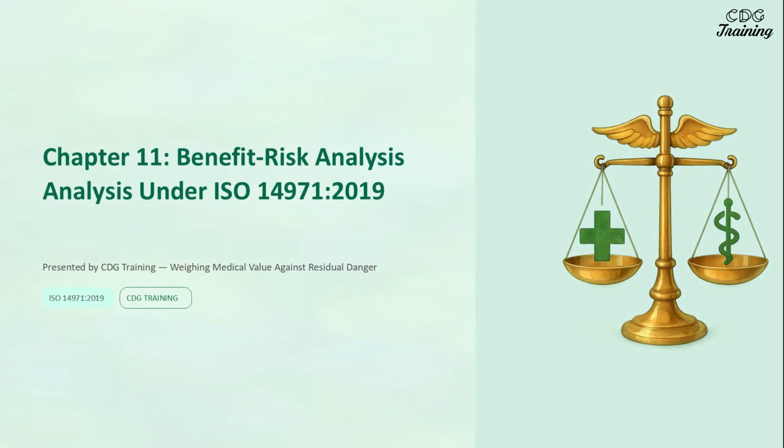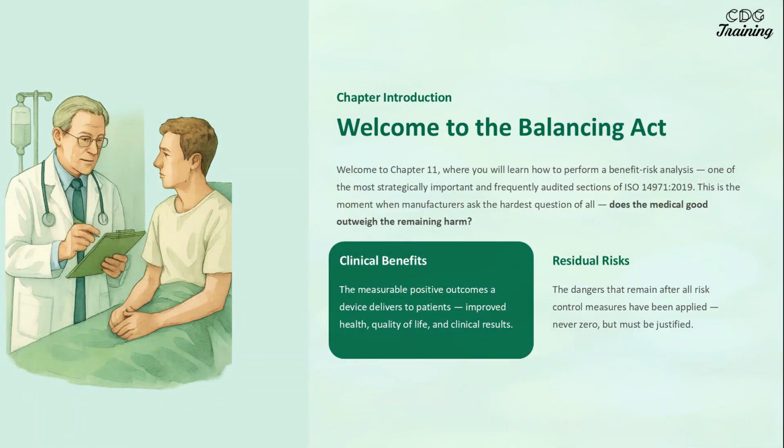Welcome to Chapter 11, where we delve into the intricacies of benefit risk analysis under ISO 14971-2019. This chapter is crucial for understanding how medical value is weighed against potential dangers. In this chapter, you'll learn the art of balancing clinical benefits against residual risks. It's about answering the tough question: does the medical good outweigh the remaining harm?